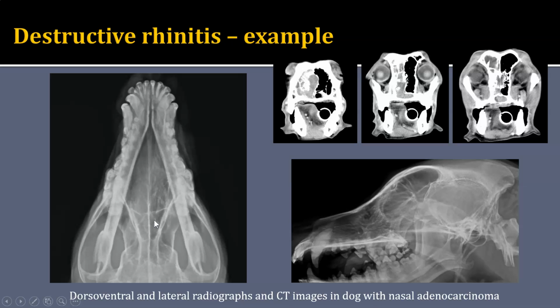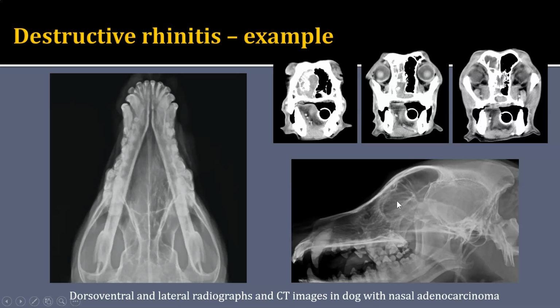Now this is the area of the cribriform plate, and we always want to assess that area to see if we can see lysis there, because that might help us with extension into the cranial cavity, the cranial vault. I don't specifically see any here, but that can sometimes be challenging to pick up.